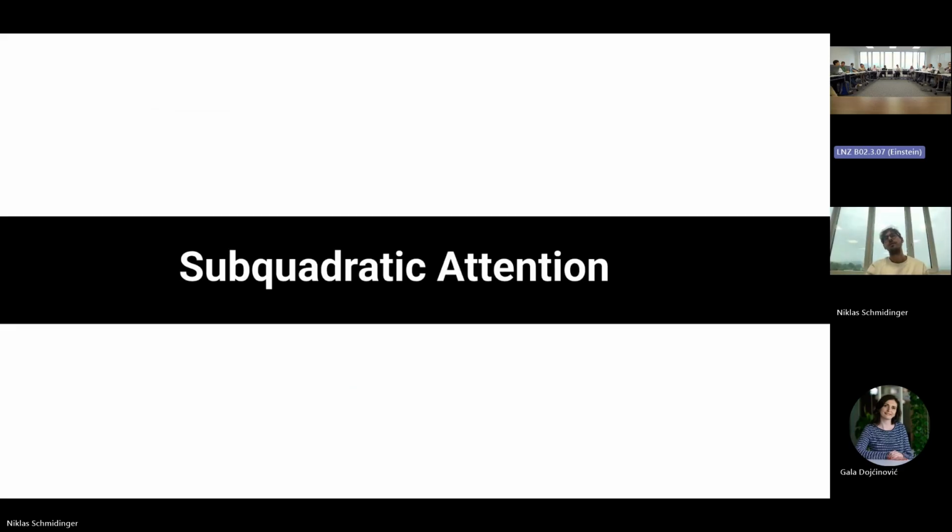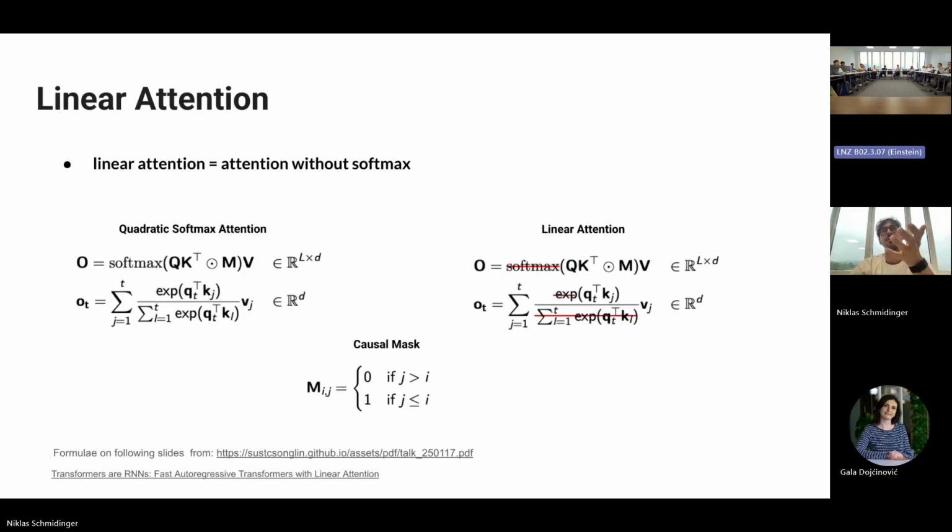Then let's talk a bit about subquadratic attention. There, some people are now thinking about how to make attention subquadratic so that it does not have this quadratic problem. One main approach is called linear attention, and actually the concept is pretty simple. Linear attention is simply attention without the softmax. And we will see in a second why this solves the quadratic problem.